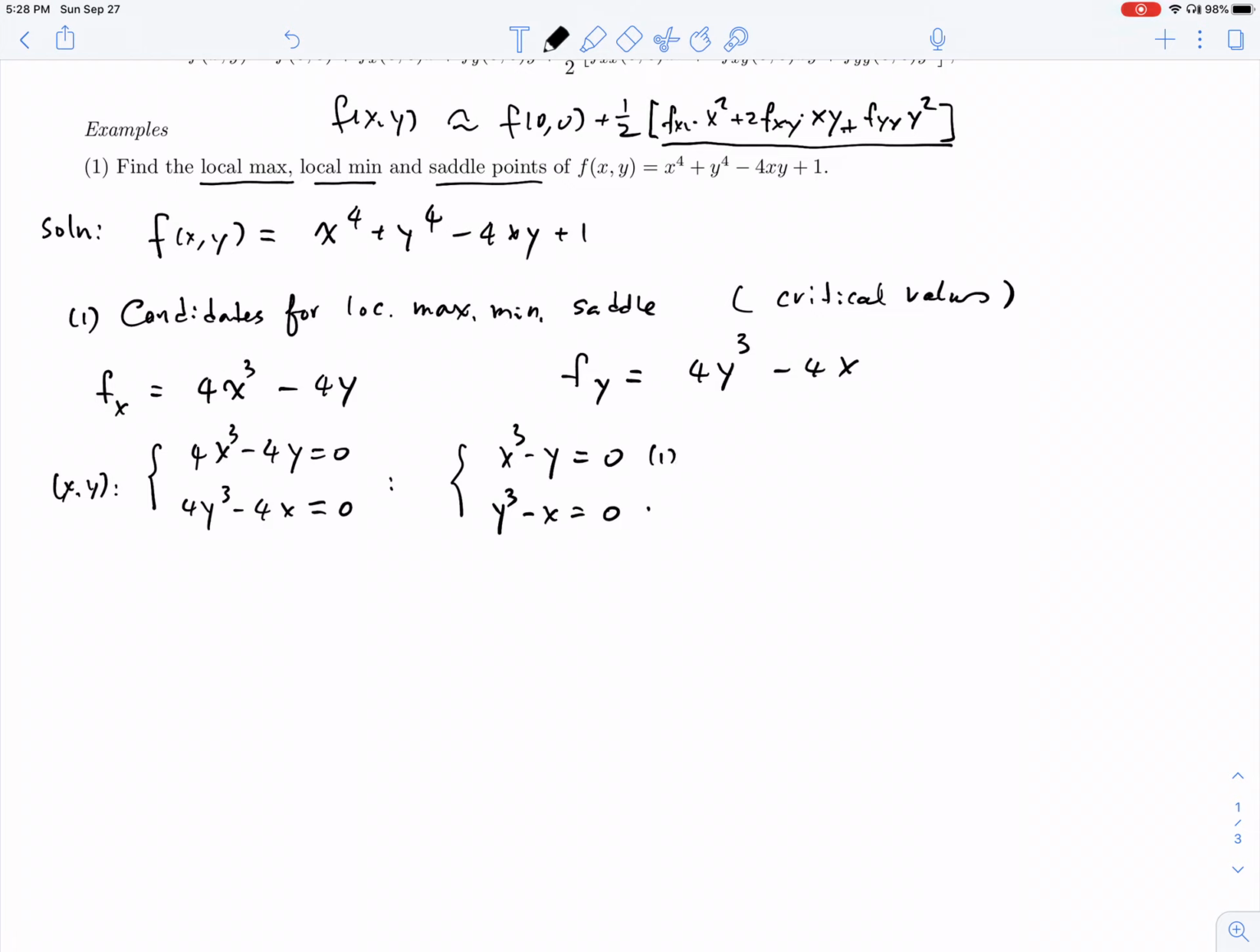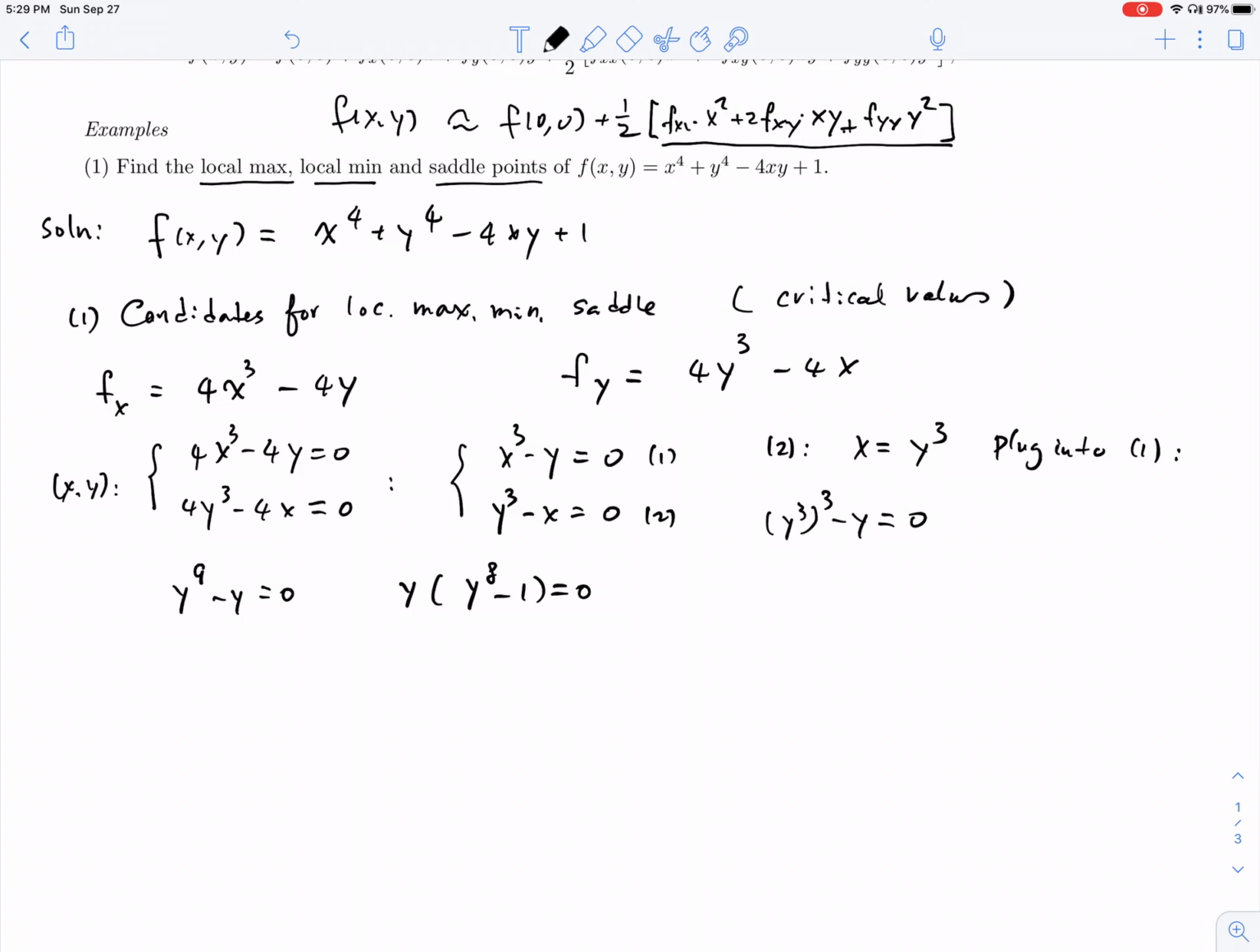Let's call this one 1 and this one 2. It doesn't matter which one you start with. You can start from 2. You can say x is going to be y cubed, right? And then we're going to plug into 1. Plugging into 1, we have y cubed cubed minus y is equal to 0. And that will give us y to the 9th minus y is equal to 0. And when we solve for solutions, we always factor. So this is y times y to the 8th minus 1, and it's equal to 0.